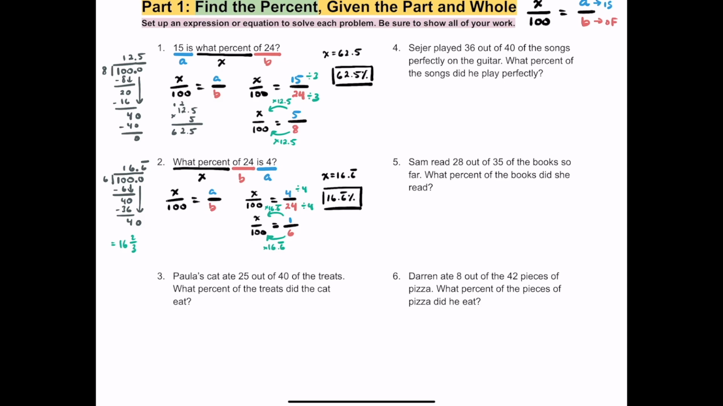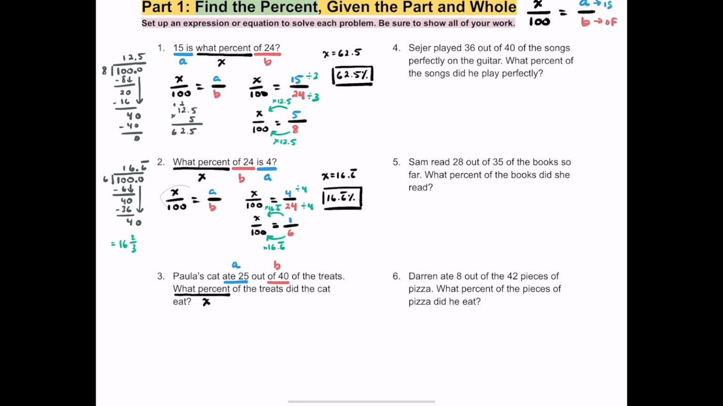Number 3, Paula's cat ate 25 out of 40 of the treats. What percent of the treats did the cat eat? Okay, so 25 is the part, right? The cat didn't eat all of the treats, so that's going to be our A value. That's part of them. And of the 40, oh, there's that word of again, right? That's going to be the whole or the total number of treats. And the question says what percent. Remember, all the questions in this part are asking about a percent, so that's going to be x.